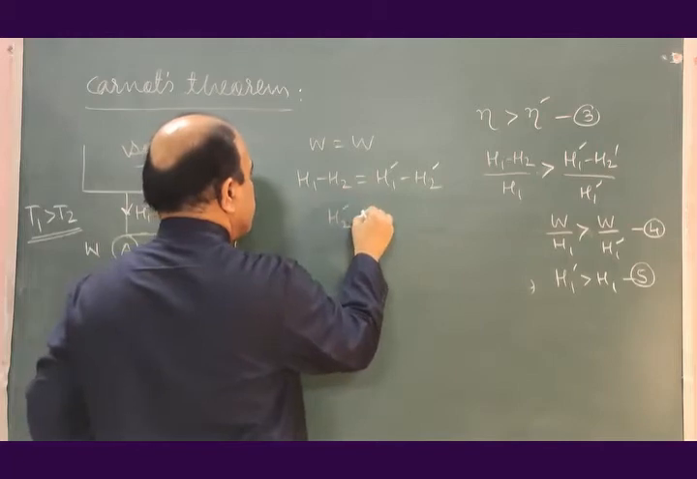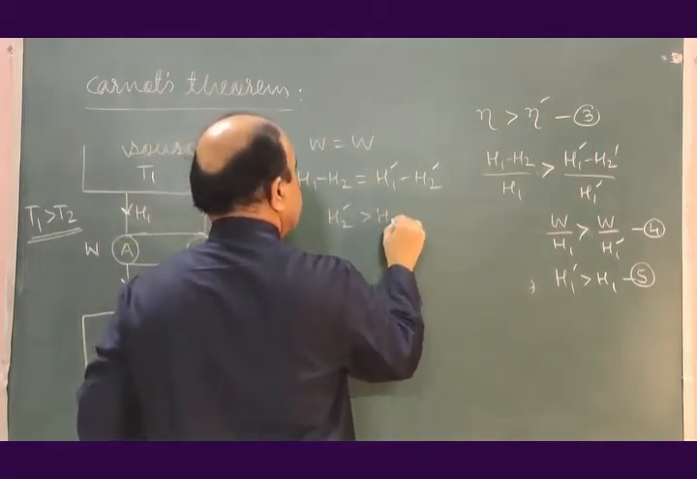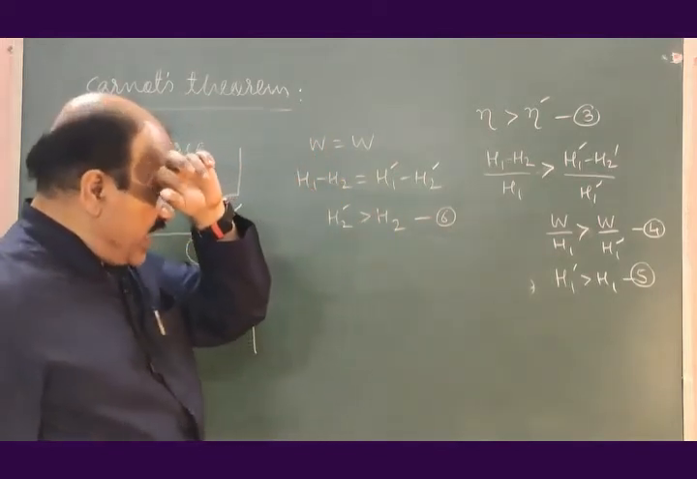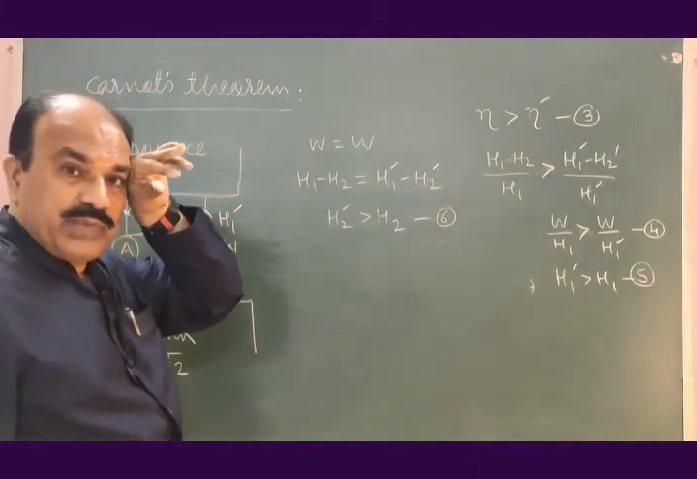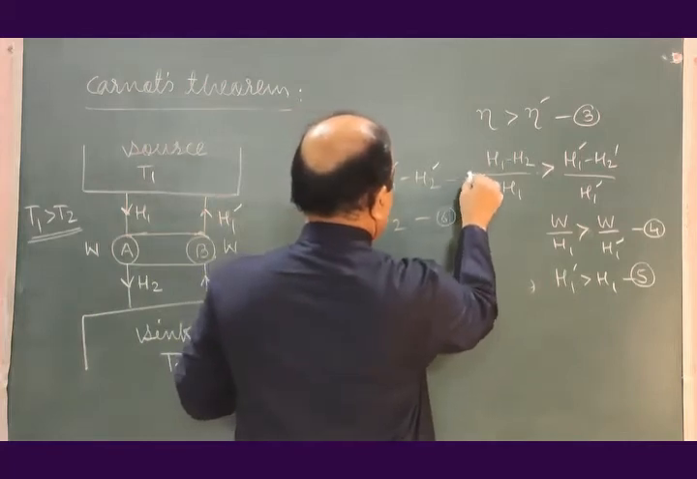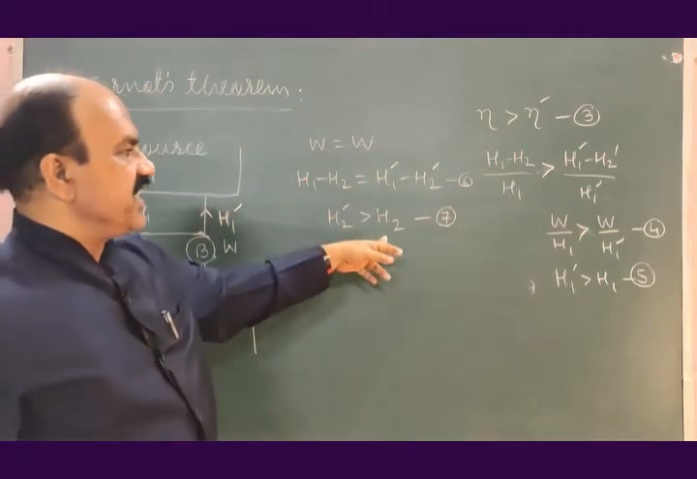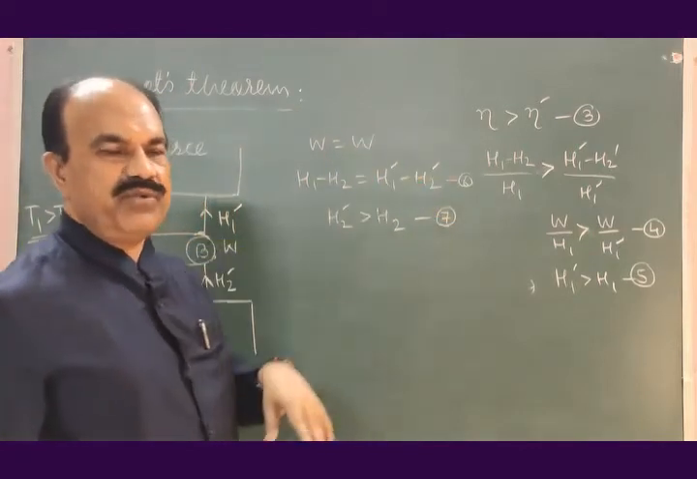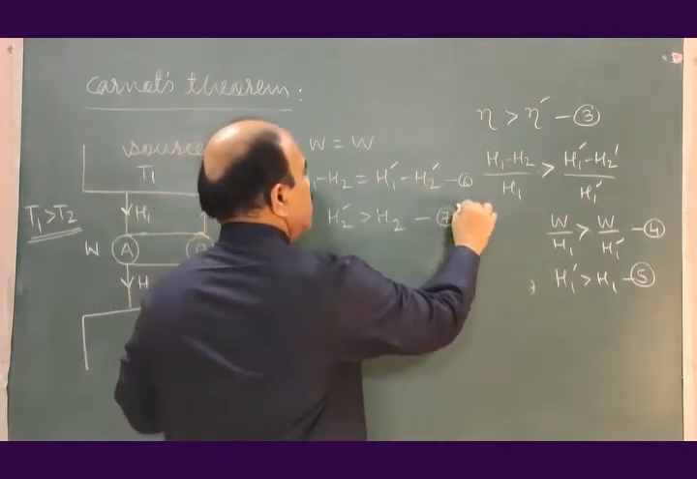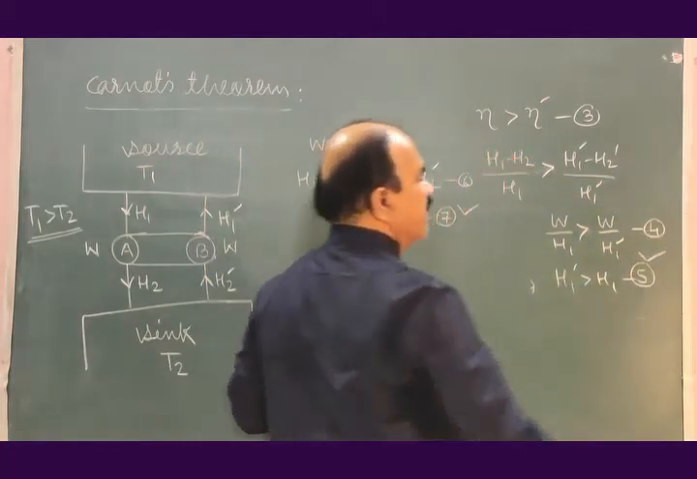H2 dash should be greater than H2, equation number 6. If H2 dash is greater than H2, then only equation 6 will be true. For equation 6 to be true, equation 7 to be true, for equation 4 to be true, equation 5 to be true.